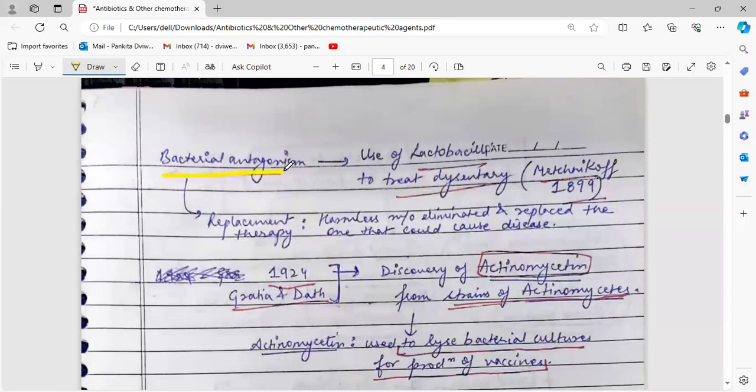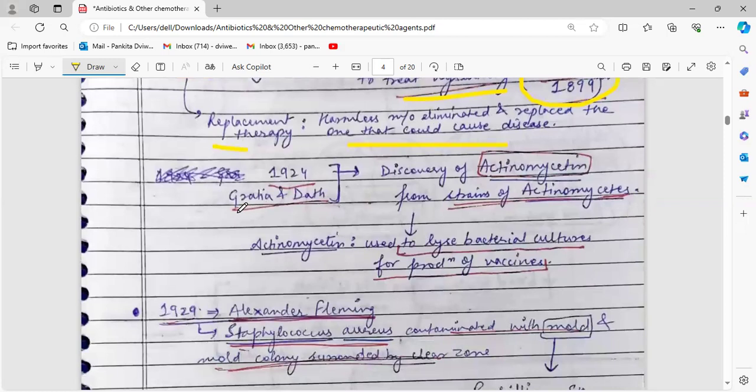Talking about bacterial antagonism. Bacterial antagonism is basically the use of lactobacilli to treat dysentery. It was defined by Metchnikoff in 1899. So it is basically a type of replacement therapy where the harmful microorganism is eliminated and replaced by a harmless one. In 1924, Gratia and Dath discovered actinomycetin from actinomycetes, and this particular actinomycetin was used to lyse the bacterial cultures and for the production of vaccines.